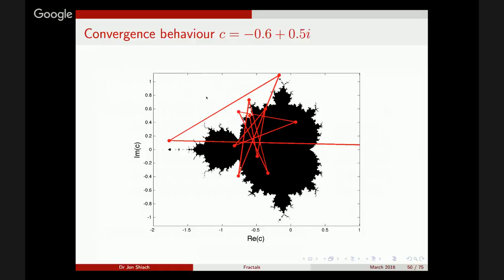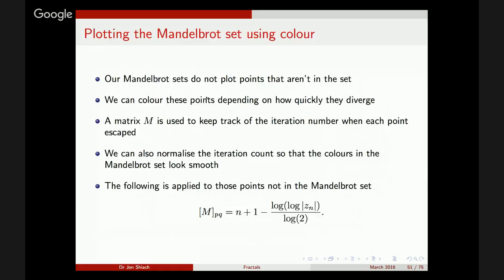So if the point is coloured in black, it means it always stays within 2 of the origin. If it's white, it means it's escaped. Now that's all very well, but a bit boring being black and white. So we can improve it. We can colour in the points depending on what iteration they escaped. Those points which aren't a member of the Mandelbrot set, some of them would have escaped sooner than others.